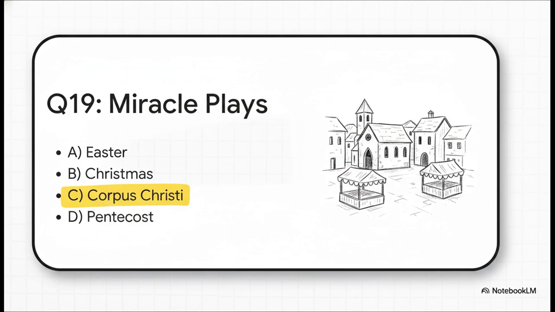Question 19. Miracle plays were performed in towns in great sequences, typically during which festival? A, Easter, B, Christmas, C, Corpus Christi, or D, Pentecost? And the correct answer is C, Corpus Christi. You see, the timing of these massive sequences, which were performed incredibly vividly throughout English towns, was specifically and strictly tied to the Corpus Christi festival.